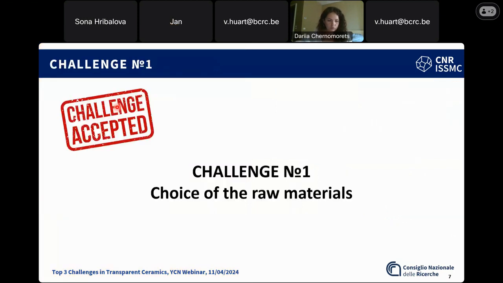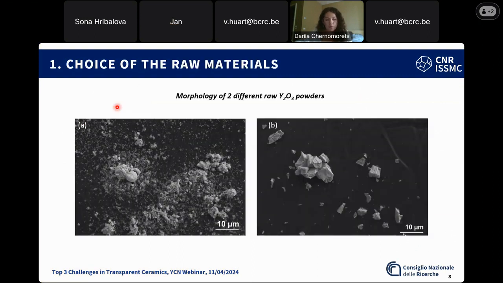So here it should be mentioned that not only the type of aid should be chosen right, but also an optimal concentration, because we can see that with different amounts of sintering aid, we have different microstructure, but only one of them gives us good desired transparency.